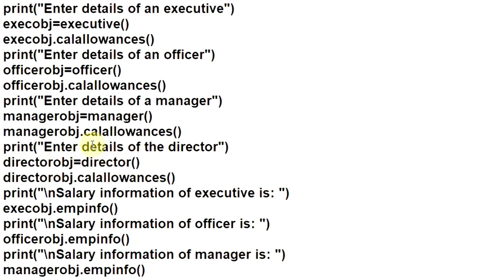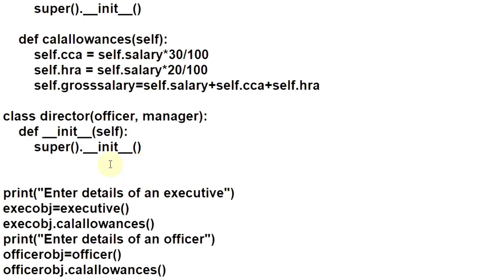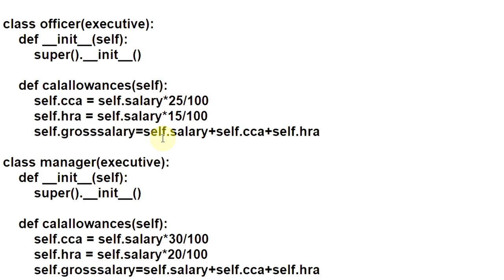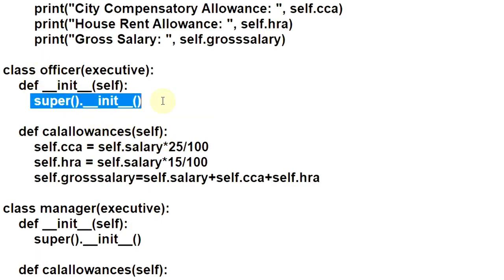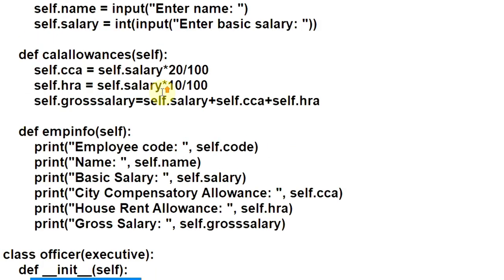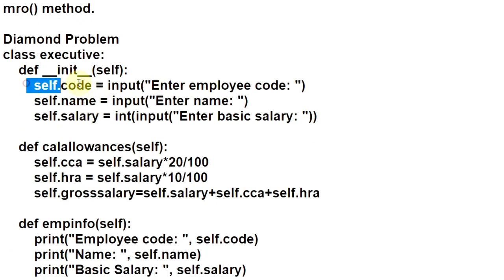It will ask the user to enter the details of the director. An object, director obj is being created of the director class. No arguments are here. So default constructor of the director class will be executed. Here you are invoking the default constructor of the superclass. Officer is the superclass for the director. So control will come to the default constructor of the officer class. Here you are invoking the default constructor of the superclass of the officer. And executive is the class which is the superclass of the officer class. So control will come here and it will execute this default constructor of the executive class.